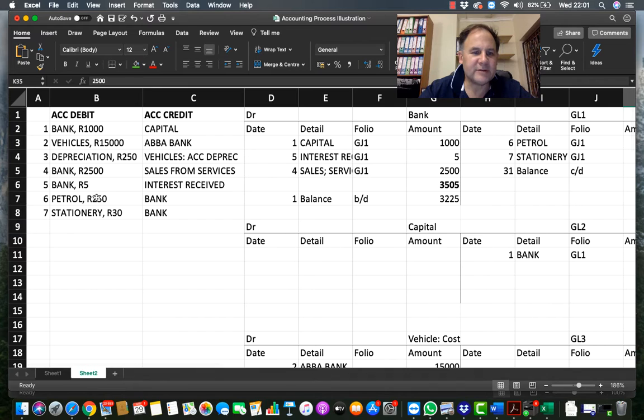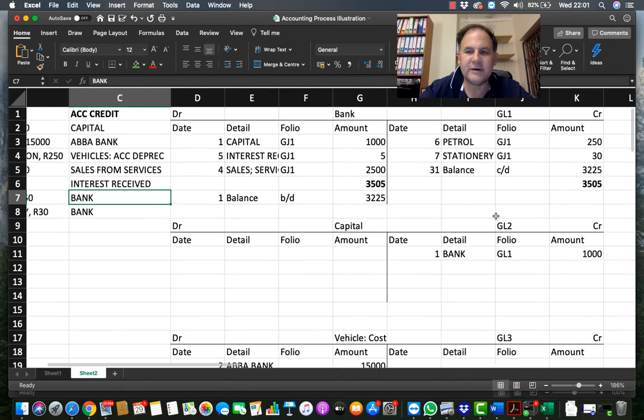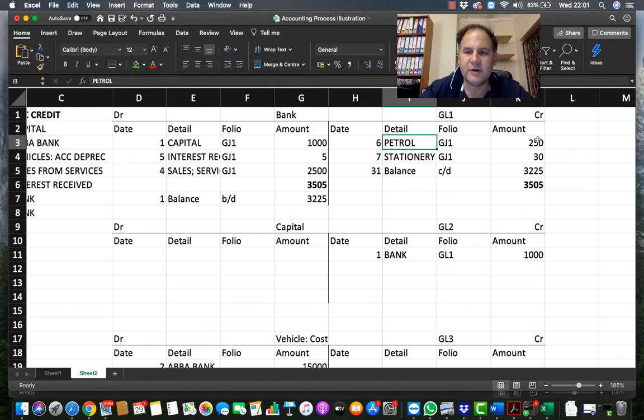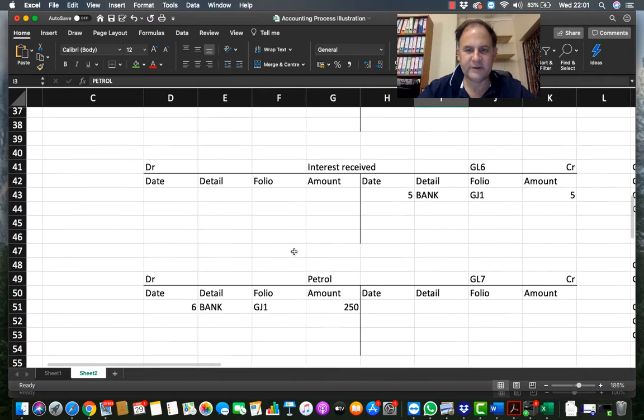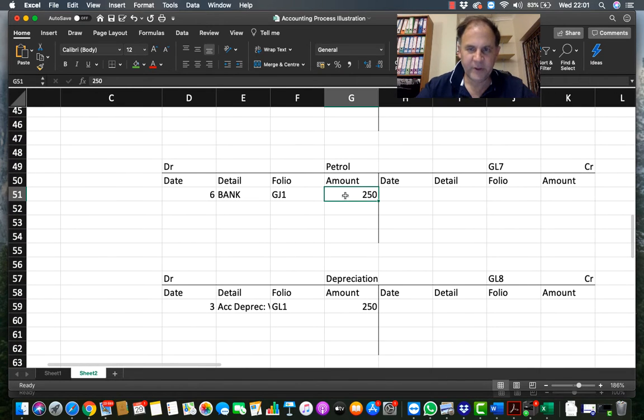Then let's look at the petrol. The petrol was an expense. What happened to the bank? It decreased the bank. How do you decrease an asset? With a credit. So if we go and have a look here, there's the petrol of 250. Now, whenever there's a credit, there's got to be a debit somewhere else. If we go down to petrol, excuse me, there's the debit of 250 Rand.